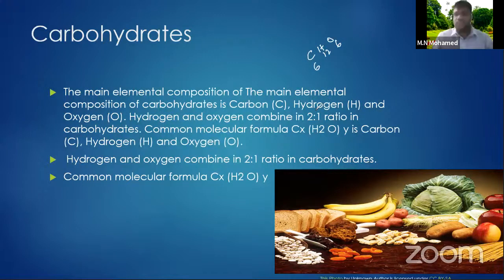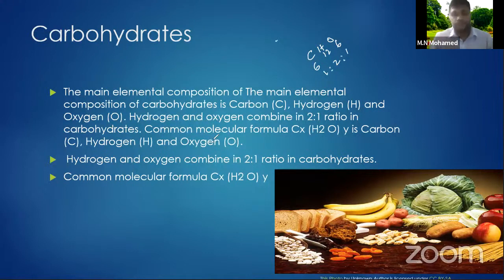C6H12O6. This is what? Glucose. How many carbons are there? 6. How many hydrogens are there? 12. How many oxygens are there? 6. The ratio is 1 is to 2 is to 1. According to mathematics, we can finalize that. How? 1 is to 2 is to 1. They are carbon, hydrogen, and oxygen, right?